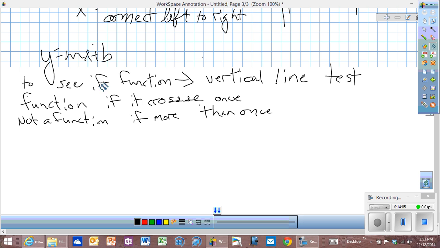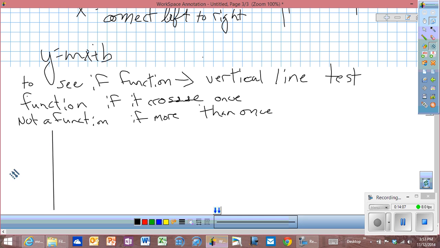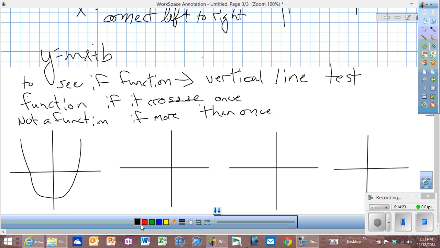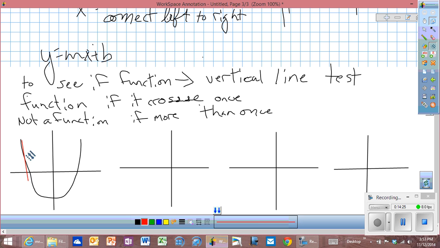So on number 4, just some of the graphs that they have drawn. Let me just draw a few of these little guys. Okay, some of the graphs is this U-shaped thing. That's a parabola as well that we just did. Okay, we do the vertical line test. Ignore that one. Okay, vertical lines.